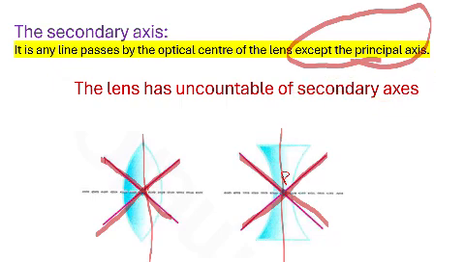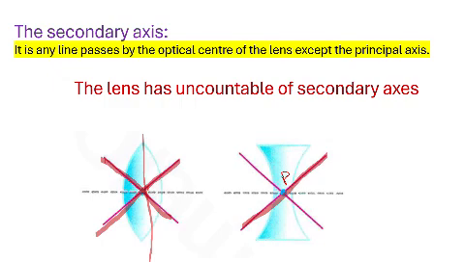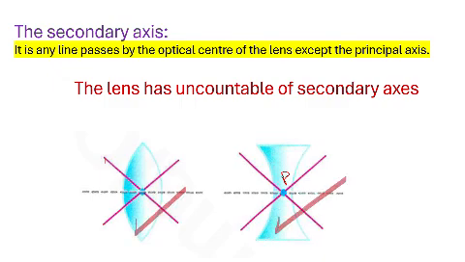Secondary axes, unlike the principal axis. So any straight line that passes through the optical center of the convex lens or even the concave lens is called a secondary axis. And this is a new concept in our lesson.